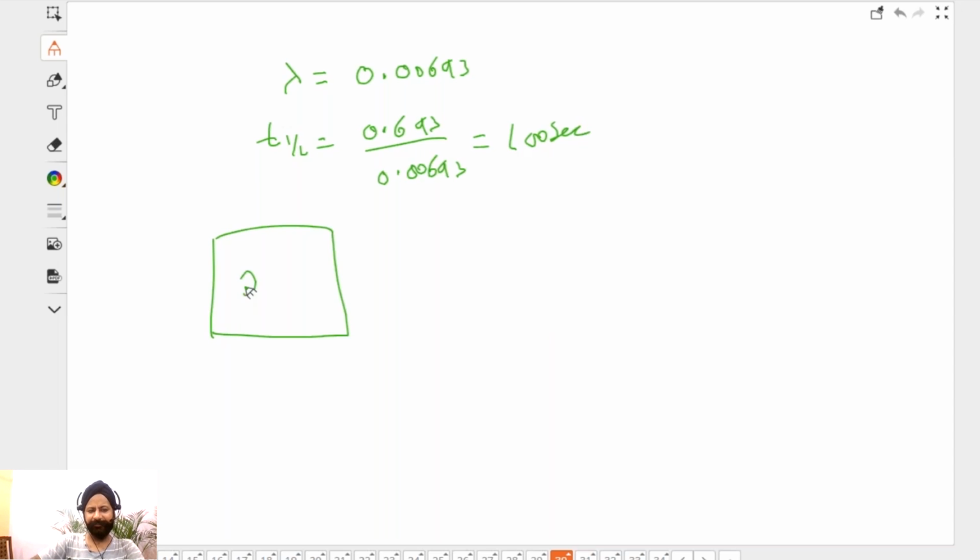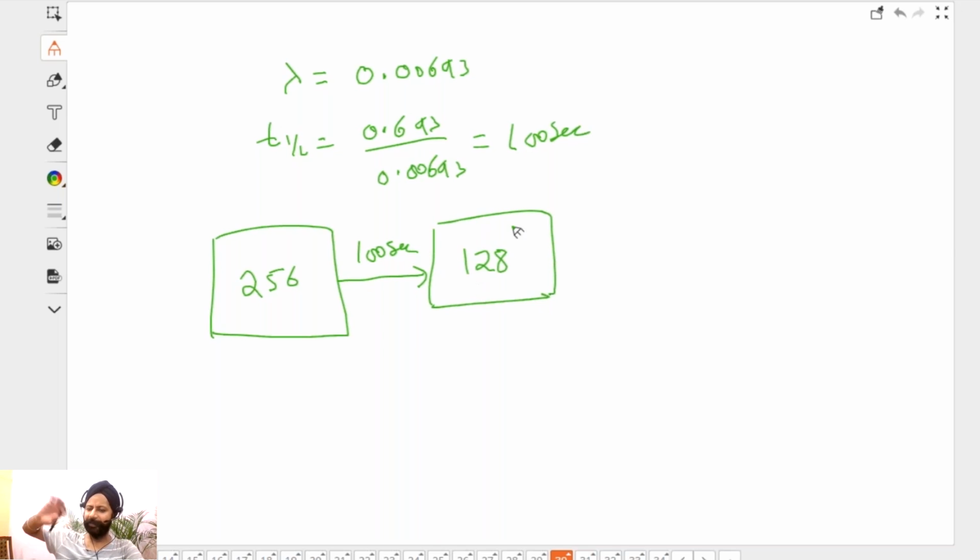Let's say I started with 256 nuclei in the container. I have a container here, and I put in 256 nuclei. After 100 seconds, when you watch here, 128 are gone. That means 128 have converted to something else, right? Like boron was converting into carbon, so it's converted. You only have 128 remaining.